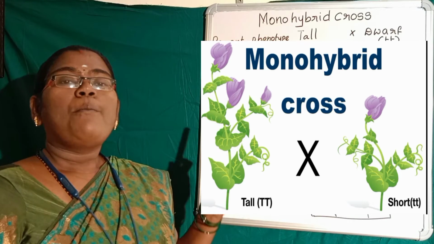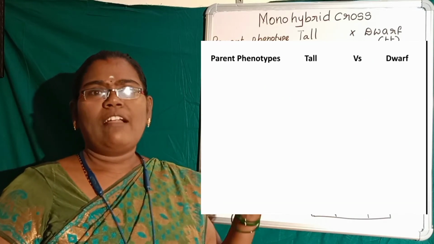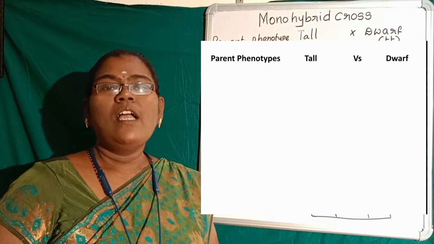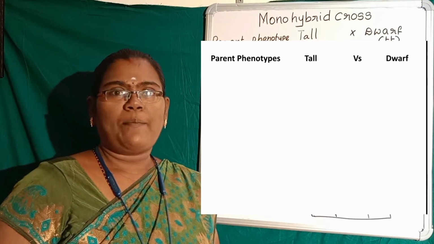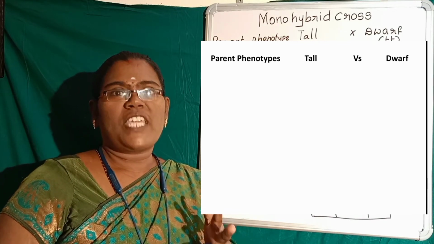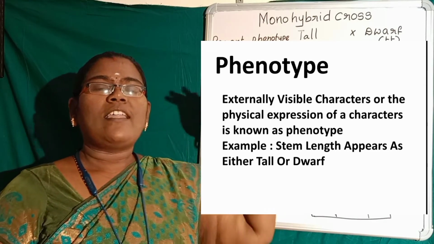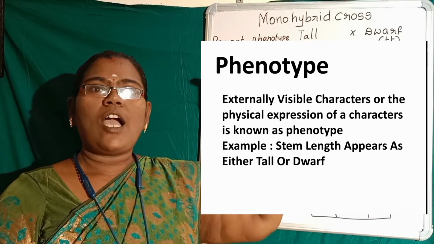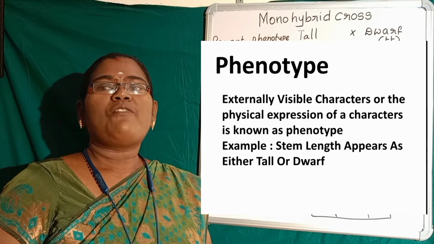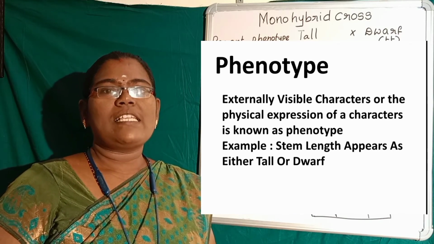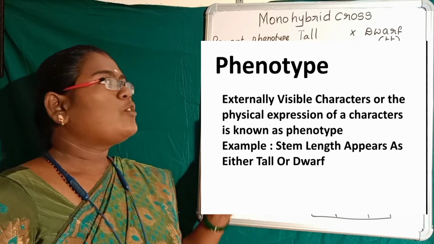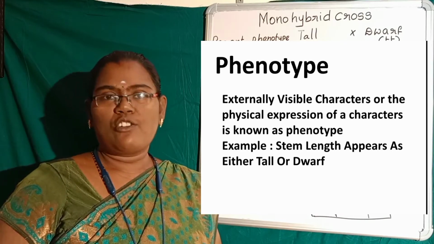First, we have to write the parent phenotypes. What is meant by a phenotype? The physical expression of a character is called a phenotype. How it appears, either tall or dwarf. Here the two characters are tall and dwarf.